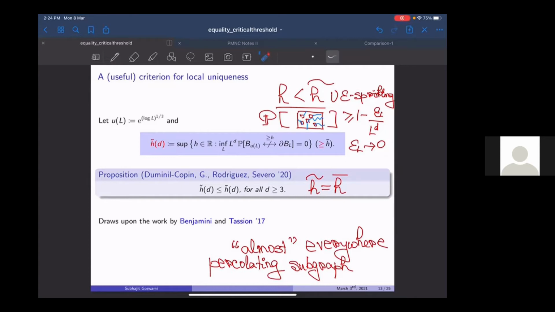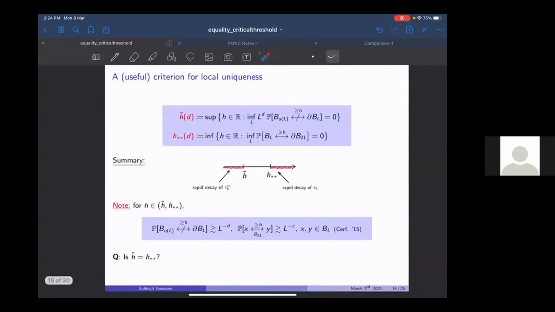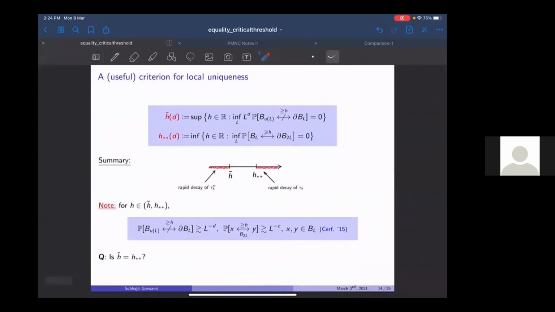Now, what is the good of that? Let's recall both of these definitions here. This is h star star that we already saw, and this is h tilde. They are both phrased in terms of crossing probabilities. This gives us quite good information in this fictitious regime we are talking about, where you want to show that this gap is really fictitious. It doesn't exist.